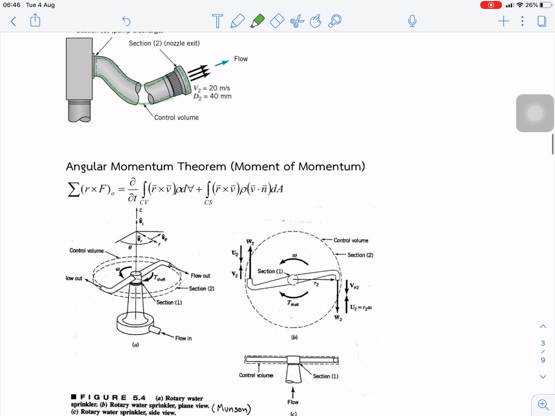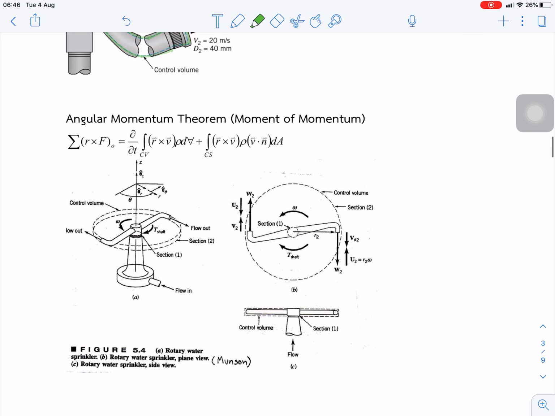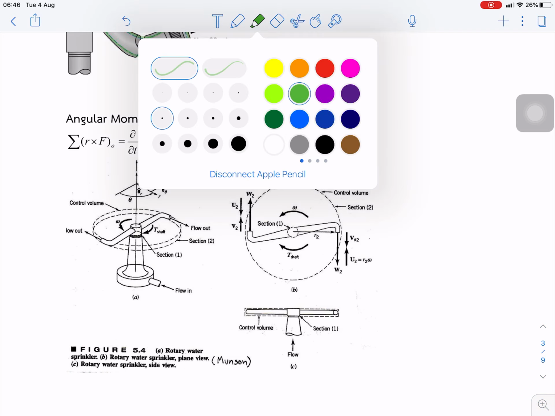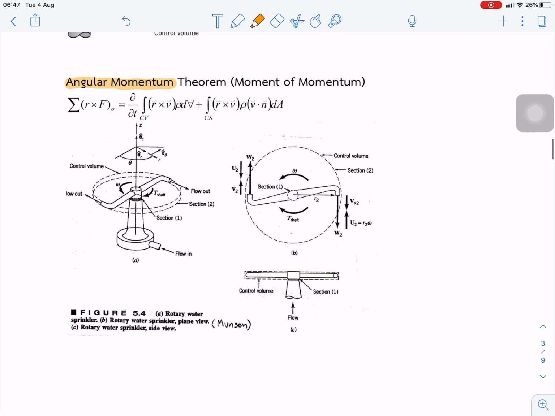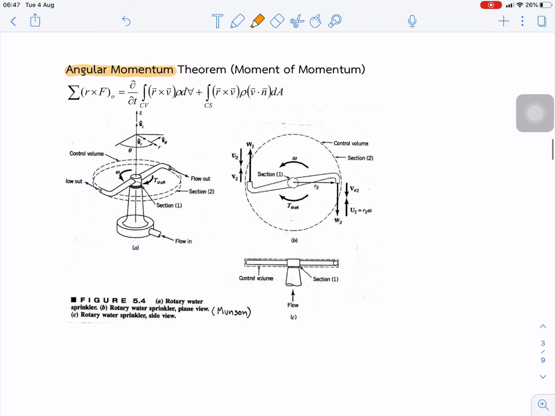And then the next application of the control volume is if B is angular momentum. So in this term we can apply for the rotation of a water sprinkler to explain the change of velocity in the angular velocity. And in this one we can see this is one control volume.